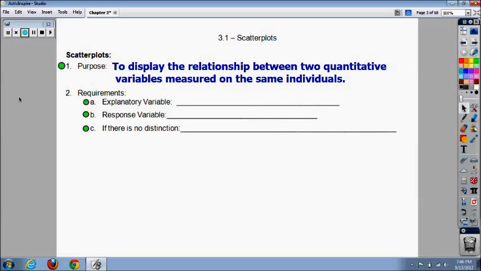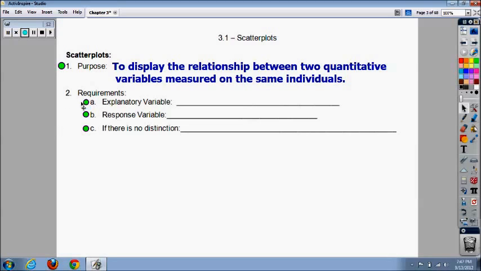We will talk later in some of our scatterplots about how you can display some categorical data in your scatterplot, and we'll talk about when that would be appropriate and why you might want to do that. Some requirements for a scatterplot. Number one, we're going to have two different types of variables. We're going to have an explanatory and a response variable.